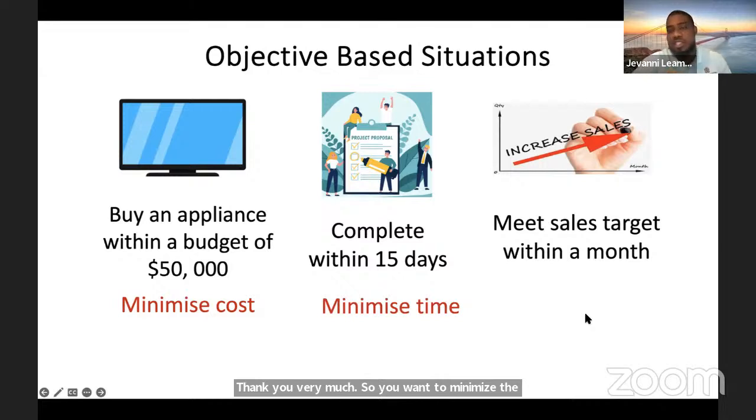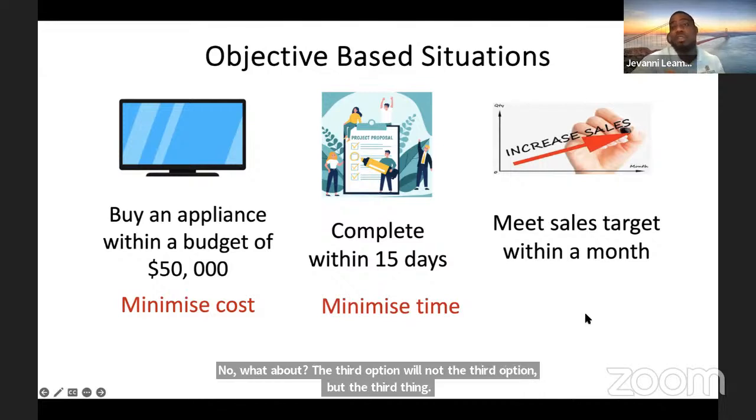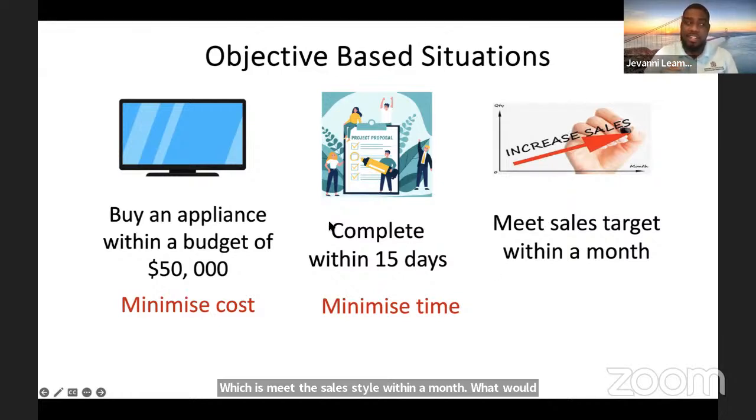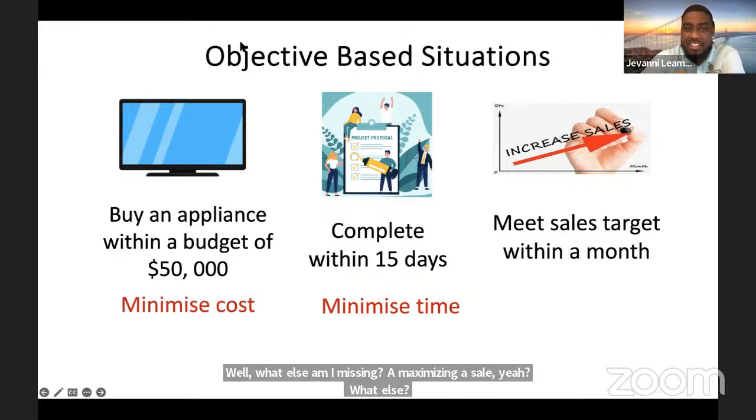Now, what about the third option? Well, not the third option, but the third thing, which is meet the sales target within a month. What would that be now? Yeah, the deadline. What else? All right, what are you maximizing, Shania? All right, you're maximizing the sales before the deadline. But what else am I missing? I'm maximizing the sale, yeah. What else? Is there something else I should add to that? Engagement, all right.